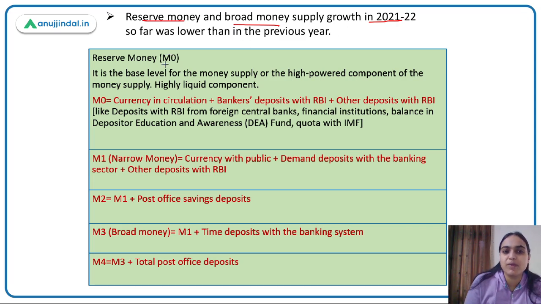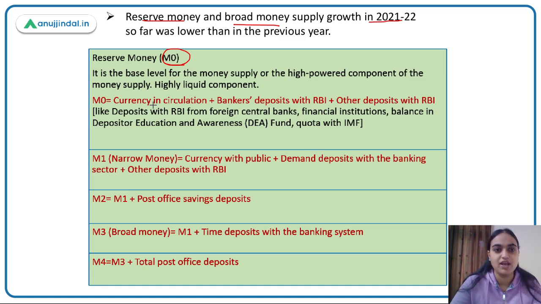Reserve money M0 mein kya aata hai? It's also called the high powered component of your money supply. It's highly liquid. Isme aapki aa jati hai jo bhi currency hai in circulation plus jo bhi banks ke deposits hai RBI ke saath aur jo baki RBI ke paas deposits hai. So currency in circulation, bankers deposits with RBI and other deposits with RBI. Other deposits mein aa jati hai aapki RBI ke paas koi deposits hai from foreign central banks, from some financial institutions, then there is a fund called the Depositor Education and Awareness Fund. So ye sab isme aa jata hai.